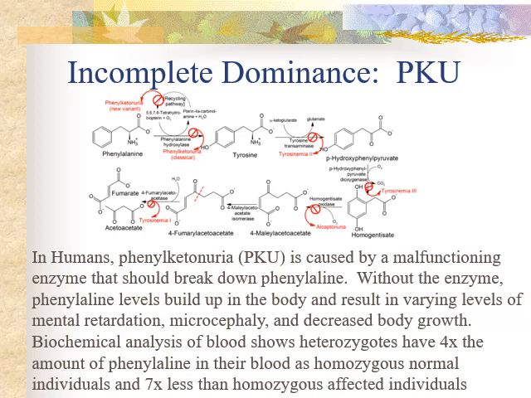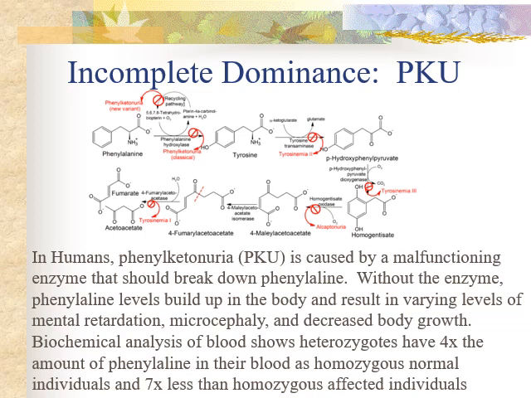In humans, there's a condition called phenylketonuria, PKU. And PKU is an incompletely dominant condition. It's caused by an enzyme whose job is to break down phenylalanine. When the enzyme is completely broken, phenylalanine levels build up in the body, and they lead to toxicity that could cause mental retardation, decreased body growth, might cause microcephaly, all sorts of developmental abnormalities.